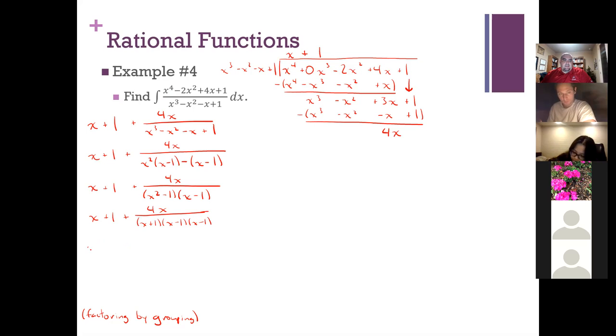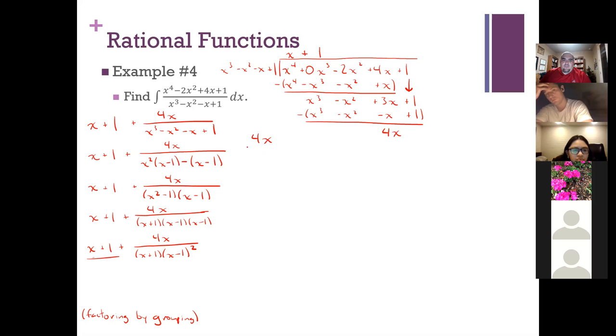And then last thing I'm going to do here is to collect: x plus 1, x minus 1 squared. So this is a new case we're looking at here, and this one's going to break down a little differently. I'm going to leave the x plus 1 alone, and we're doing partial fraction decomposition. So really we just have to decompose the rational function part of our expression.